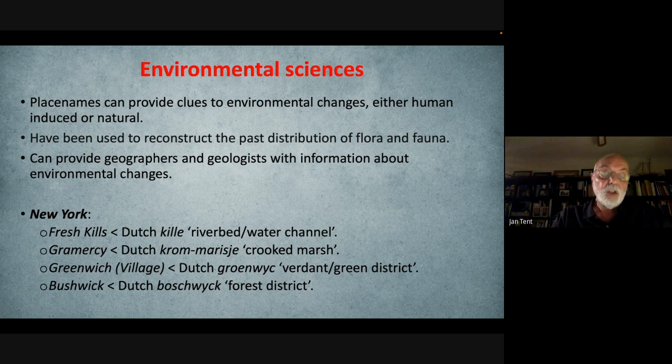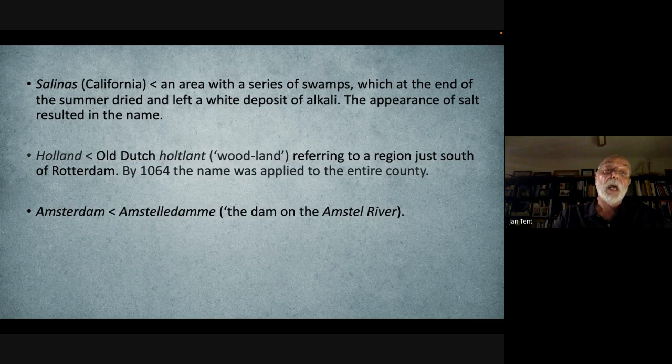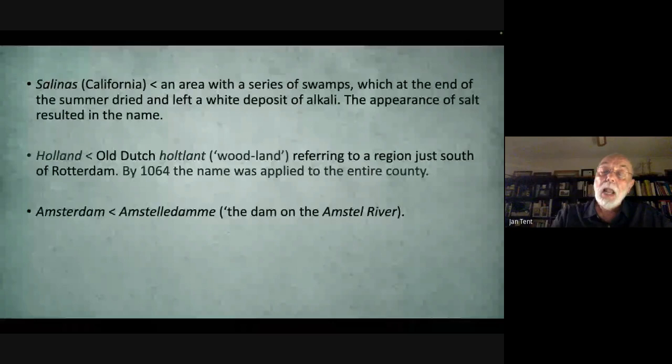Another interesting one is Salinas, the town of Salinas in California. It used to be an area of swamps, which at the end of the summer dried and left a white deposit of alkali salt, and the appearance of salt resulted in the name Salinas.